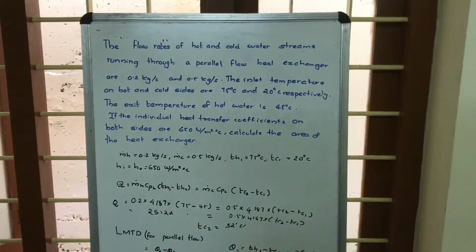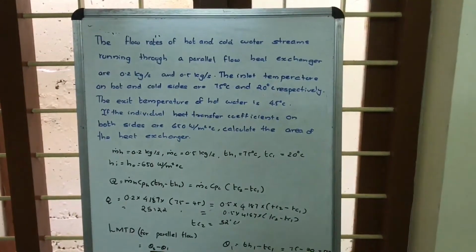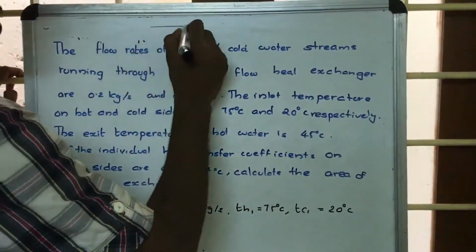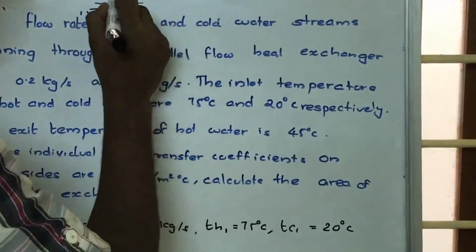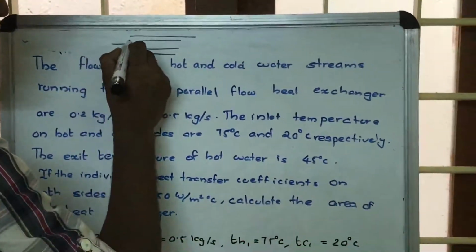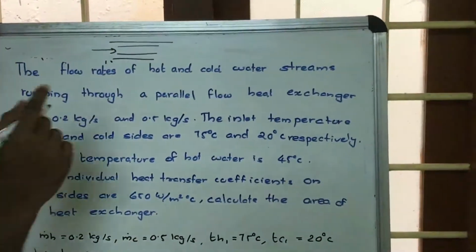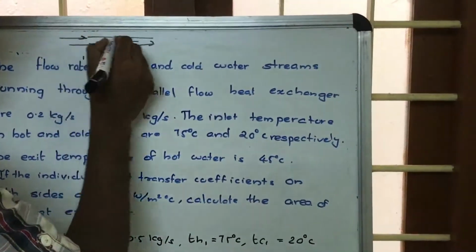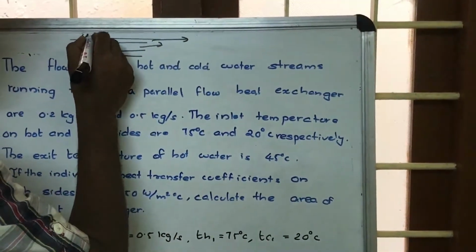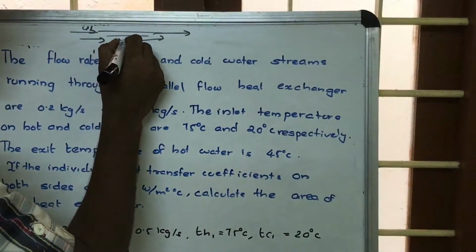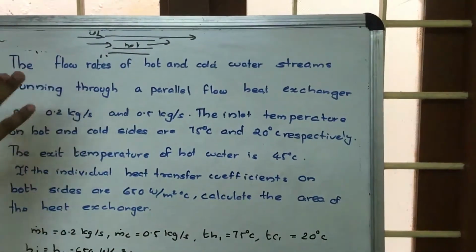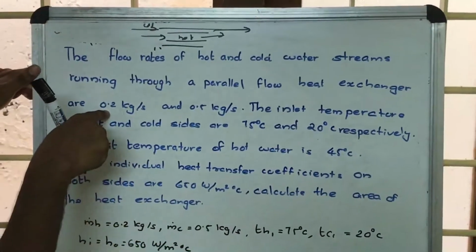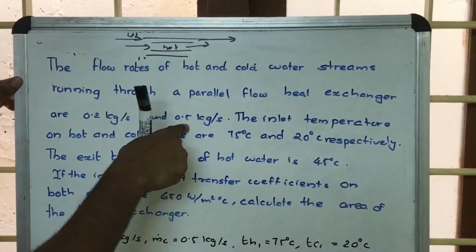The flow rates of hot and cold water streams running through a parallel flow heat exchanger are 0.2 and 0.5 kilograms per second. So we have a heat exchanger with an inner tube and an outer tube. Through the inner tube the hot water is moving, and this is a parallel flow heat exchanger, with cold water in the outer tube. They flow in the parallel direction, and their mass flow rates are given: for hot water it is 0.2 and for cold water it is 0.5.